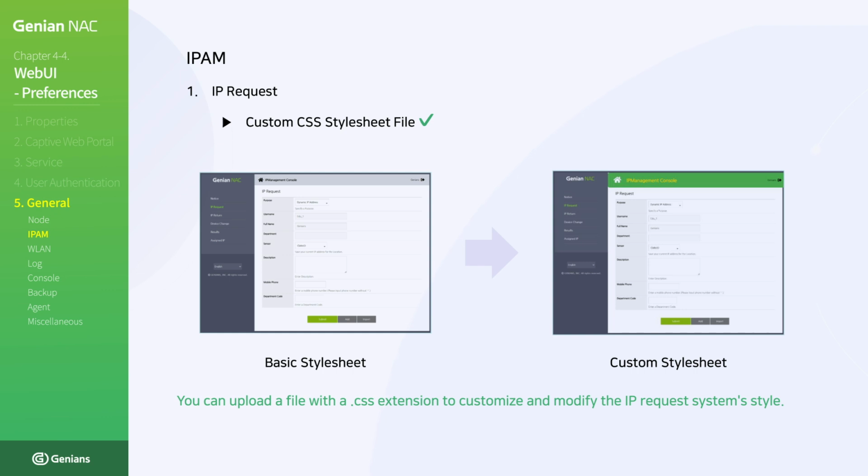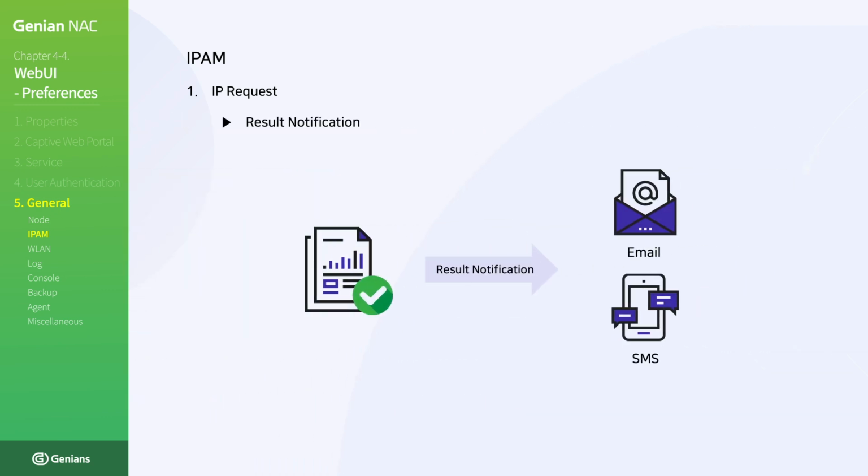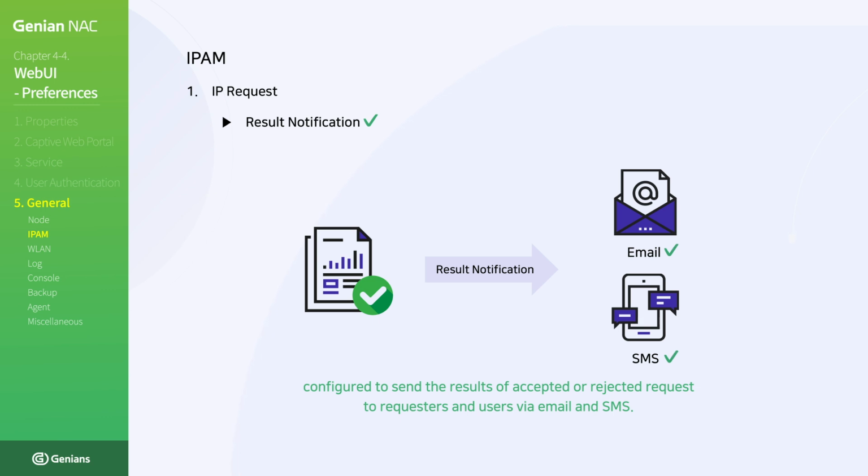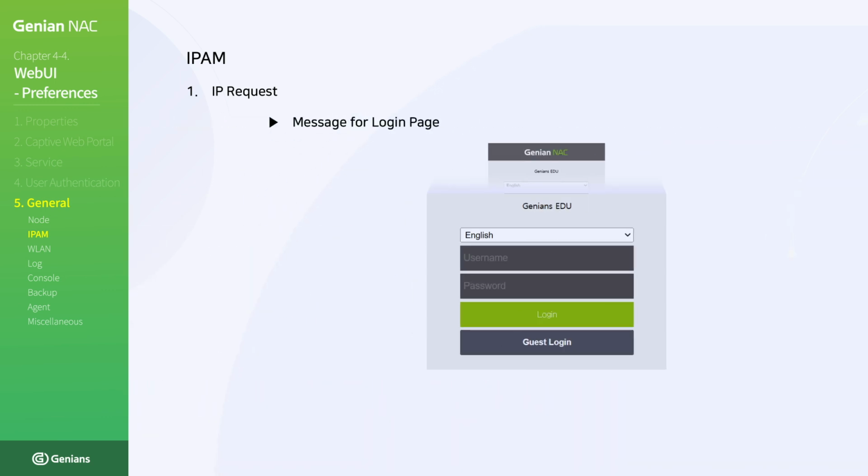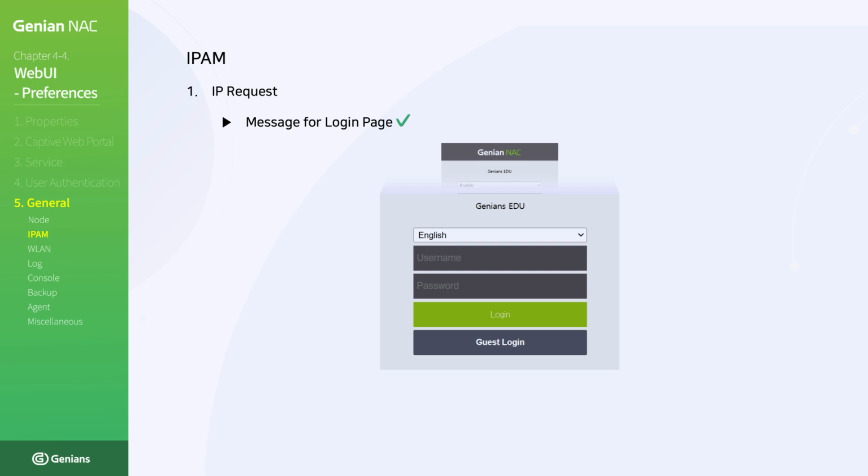The company logo setting allows you to change the logo displayed in the upper left corner when users log in to the IP request system. The custom CSS style sheet file option allows you to configure the IP request system style using a CSS file. You can upload a file with a CSS extension to customize and modify the IP request system style.